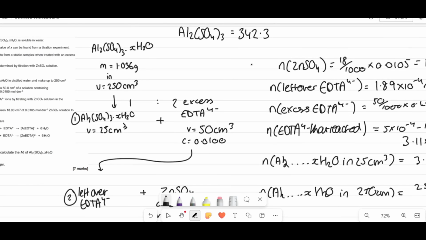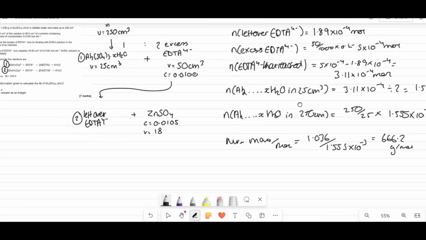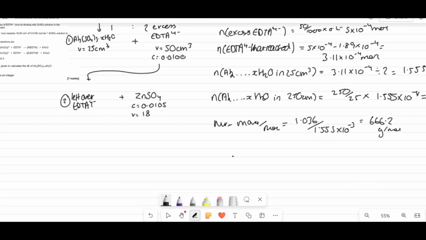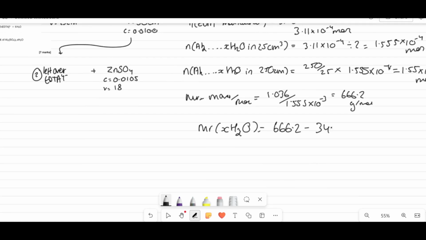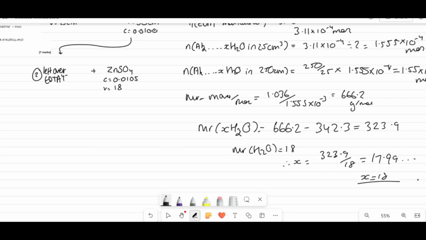Now, the question, remember, wants us to find out the MR of this thing and how many X's are in it. Well, we know what this is now. We know that the original, without the XH2O, is this. So that means that the MR of just the XH2O part is going to be 666.2 minus the MR of just this, because can you see that and that are the same, right? So it's going to be 342.3, which gives you a cool 323.9. So the MR of H2O on its own is 18. So therefore, X is just going to be 323.9 over 18, which is 17.99, which is eventually going to be just about 18. Boom. That's how you do it. That's how you do every single one of these.